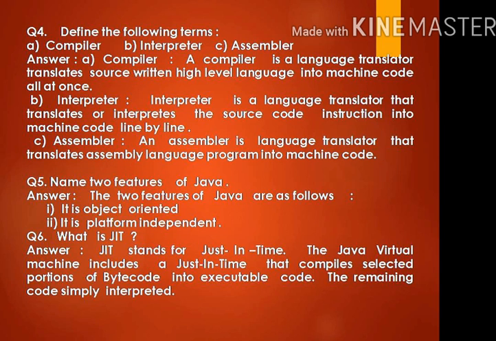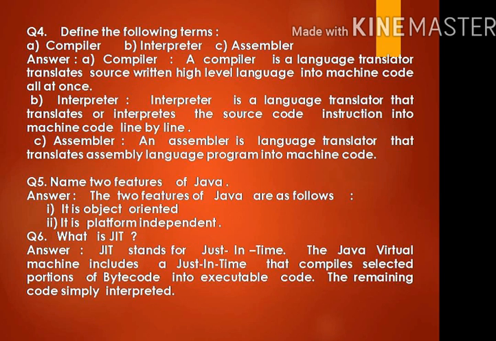Number B. Interpreter. An interpreter is a language translator that translates or interprets the source code instruction into machine code line by line. Next is assembler. Number C. Assembler. An assembler is a language translator that translates assembly language program into machine code.